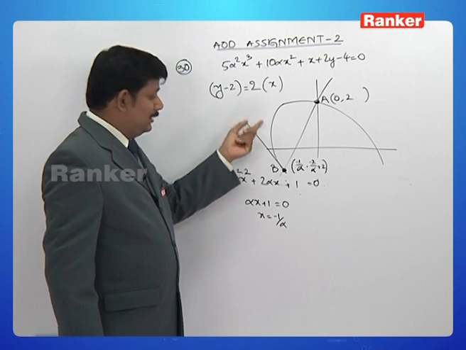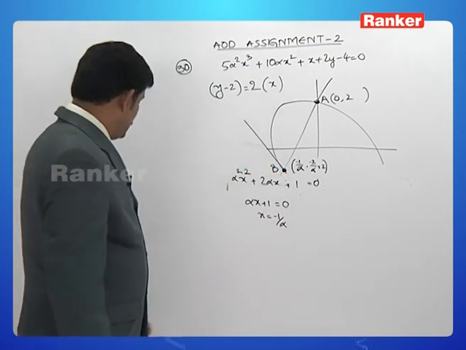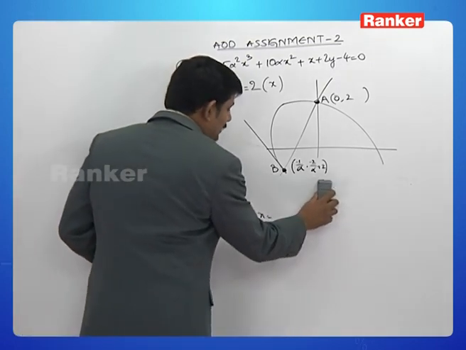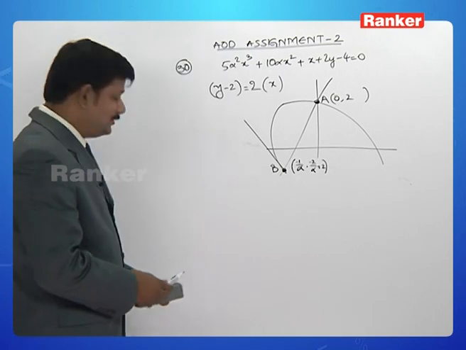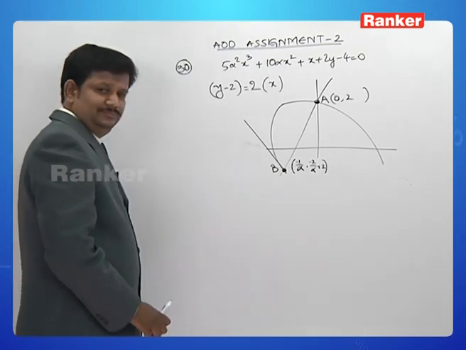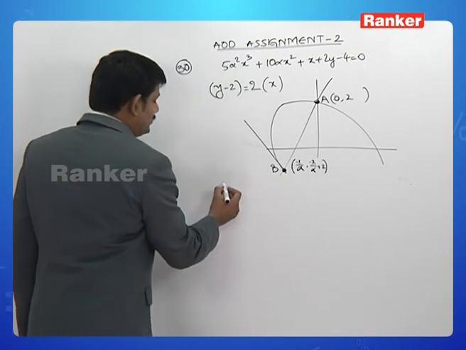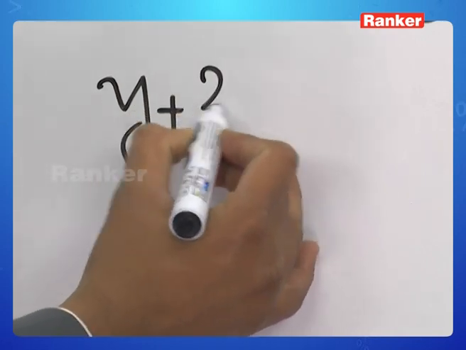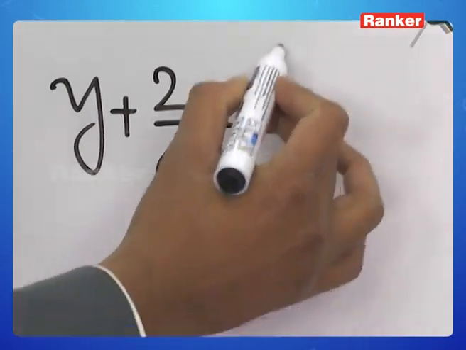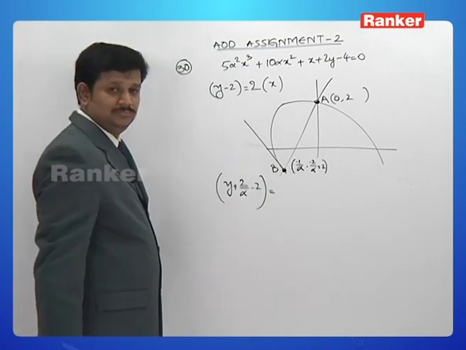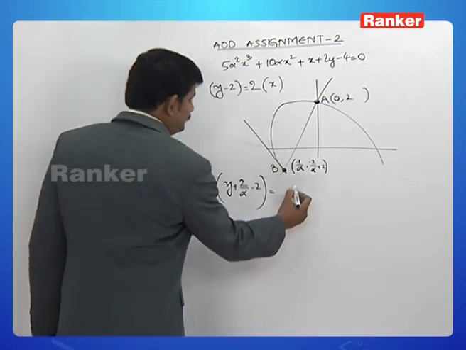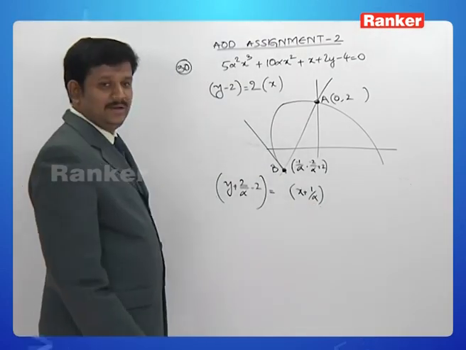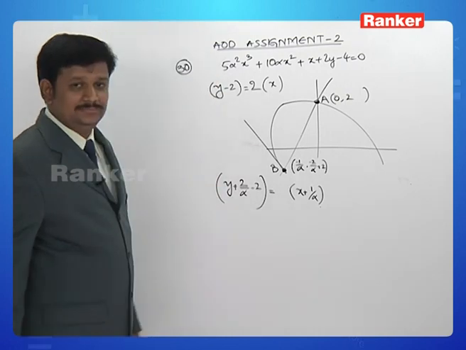Let us find the tangent equation at B. For the tangent equation, we need to find the slope of the tangent at B. The slope of the tangent we get by differentiating the curve, dy by dx. So, the equation of the tangent is y minus y1, y plus 2 by alpha minus 2, is equal to m into x minus x1, 1 by alpha, and to find m, let us differentiate this curve.